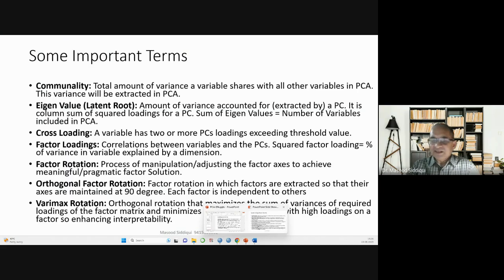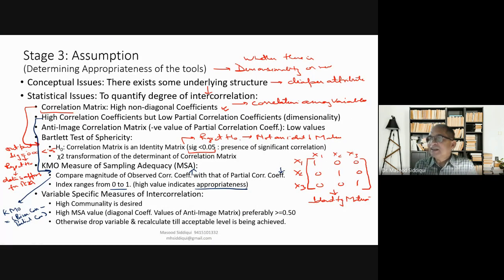Here the definition is written. This is a variable-specific measure of intercorrelation. It decides the appropriateness of variables for the principal component. So high communality is decided, right? Otherwise, the value is 0.50. This is the thumb rule. Otherwise, we drop the variable and recalculate till the acceptable level is obtained.